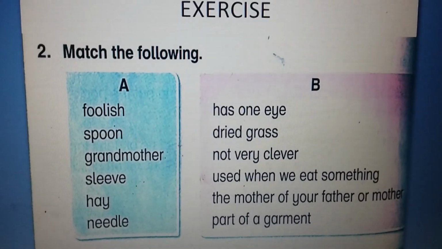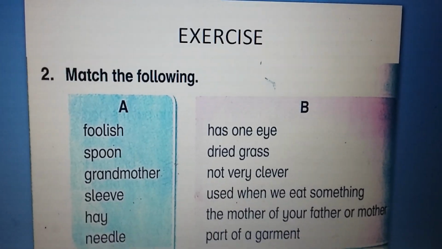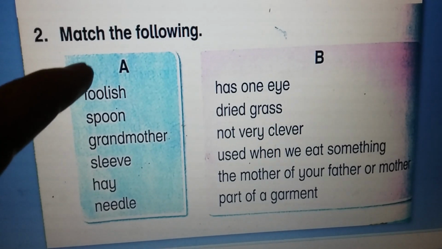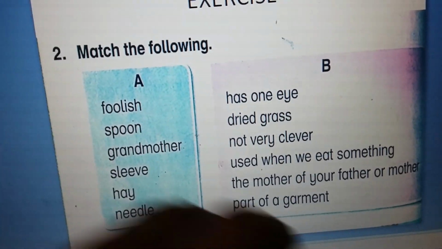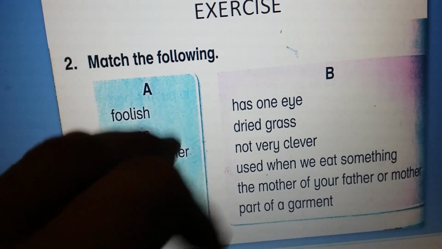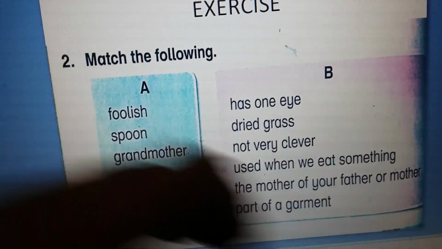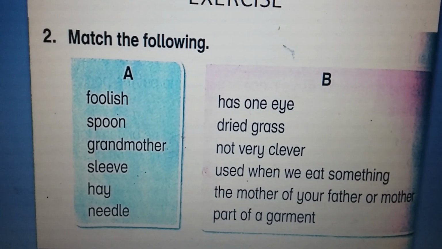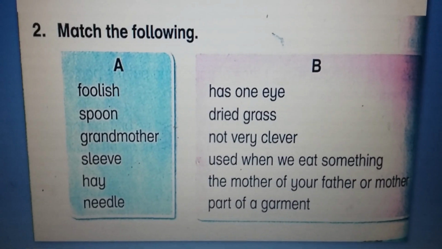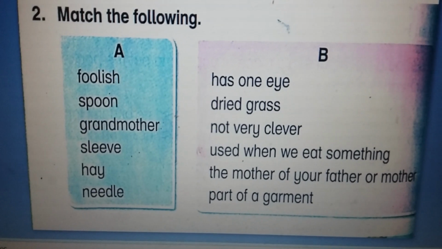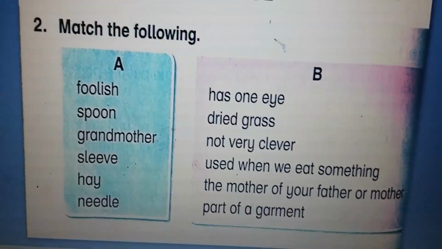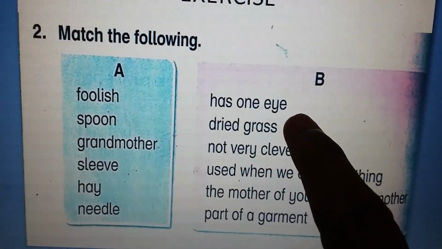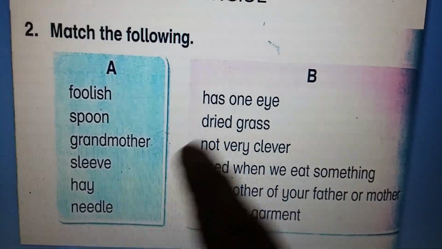Next exercise is, here two columns are given and you have to read and find out the meaning. In column A some words are given, and in column B their meanings are given. I am reading column A for you: foolish, spoon, grandmother, sleeve, hay, needle. In column B, has one eye. What has one eye? Yes, a needle has one eye.